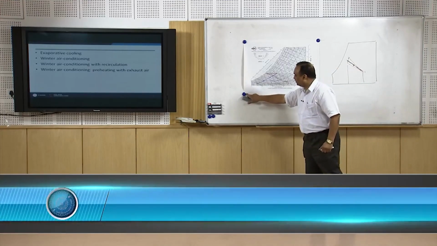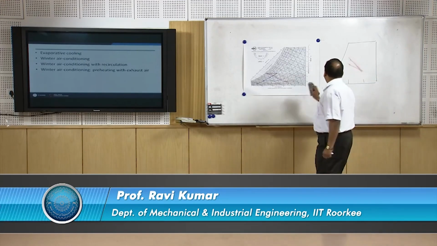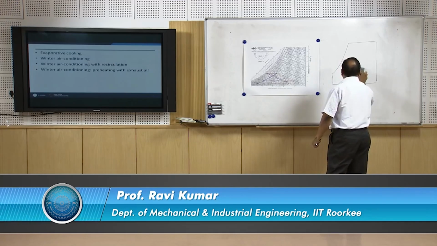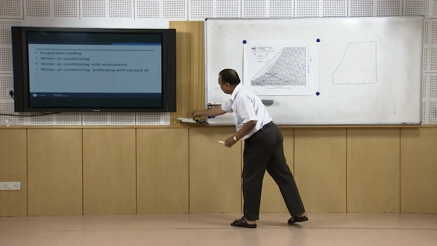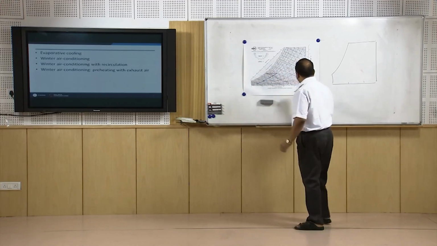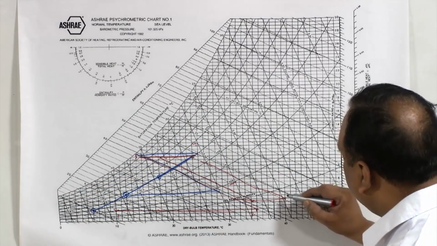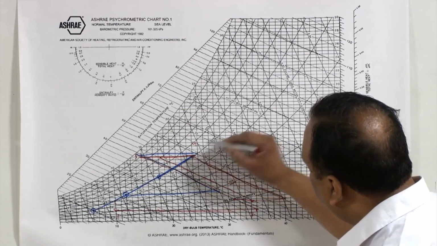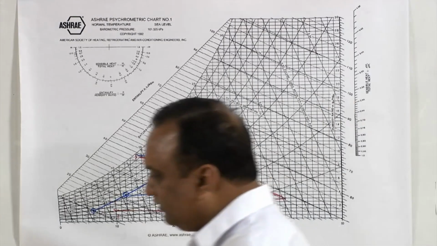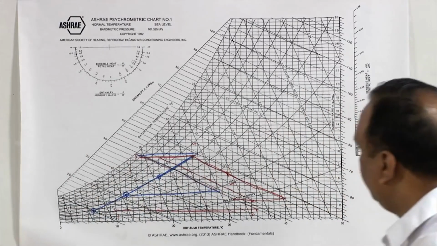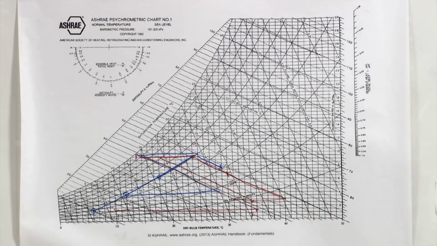Another process which I forgot to tell you is adiabatic dehumidification. In case of adiabatic dehumidification, it is the reverse of, suppose outside air is at 40 degrees centigrade, and this is adiabatic humidification. Now if the process takes place in the reverse direction, in this direction, then this is known as adiabatic dehumidification.